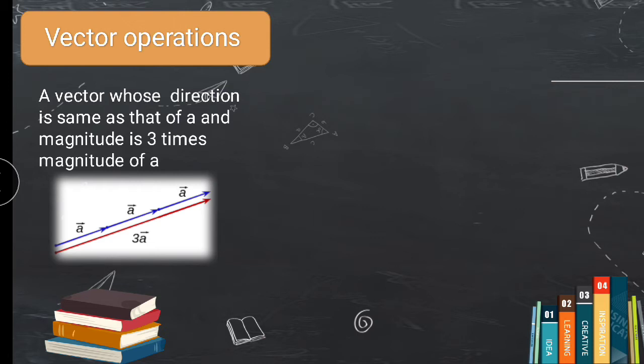So what is multiplication of a vector quantity? A vector whose direction is the same as that of a and whose magnitude is 3 times the magnitude of a. That means for multiplication, the vector should be the same. So we can write the same vector a number of times, right? This is nothing but the multiplication operation of the vector.